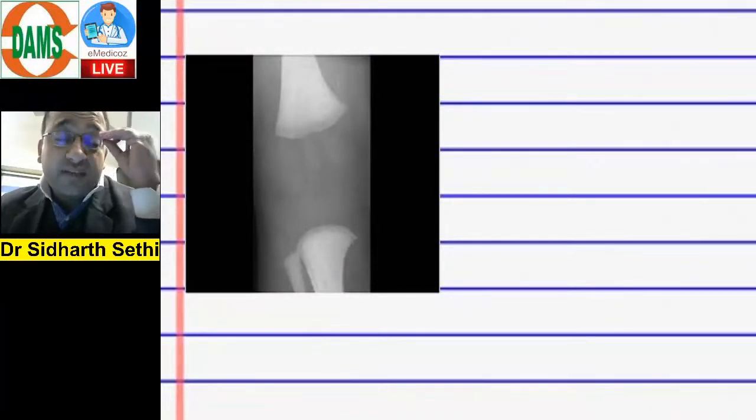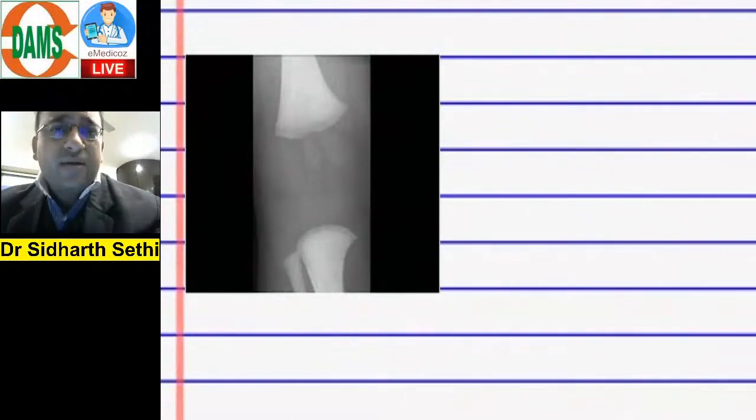Now the first test, but before that I would again say X-ray important nahi hai. If you got a TSH which is very high, more than 80, straight away start treatment. Okay, so there is no need for this X-ray.